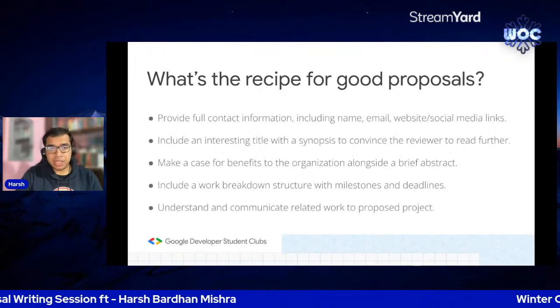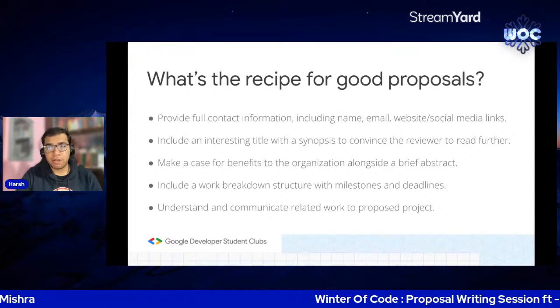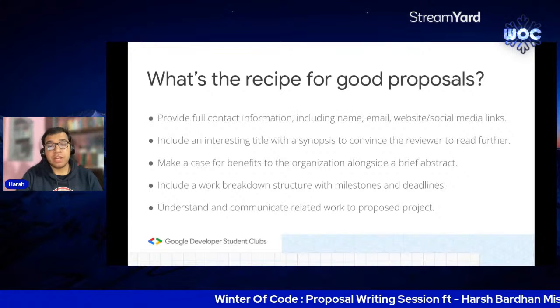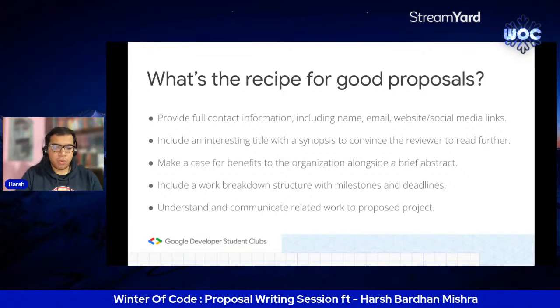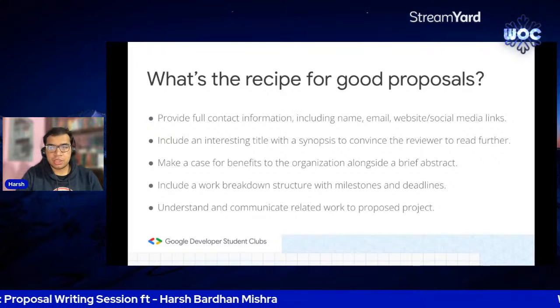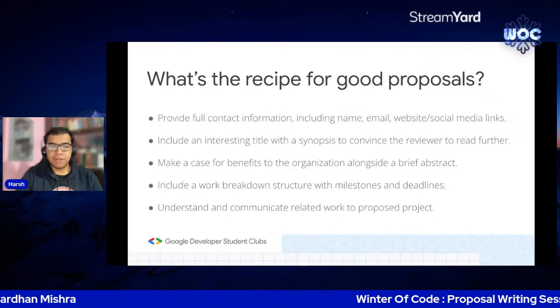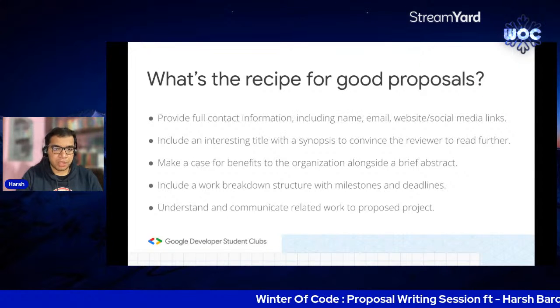Third, try to make a case for benefits to the organization, and it can include a separate section that talks about the different benefits that an organization will get out of your project. Let us say you're working upon a front-end project, and this front-end project will be adding a lot of new features, a lot of new access. It will be fixing a lot of accessibility issues, and it will try to make your whole application more performant.